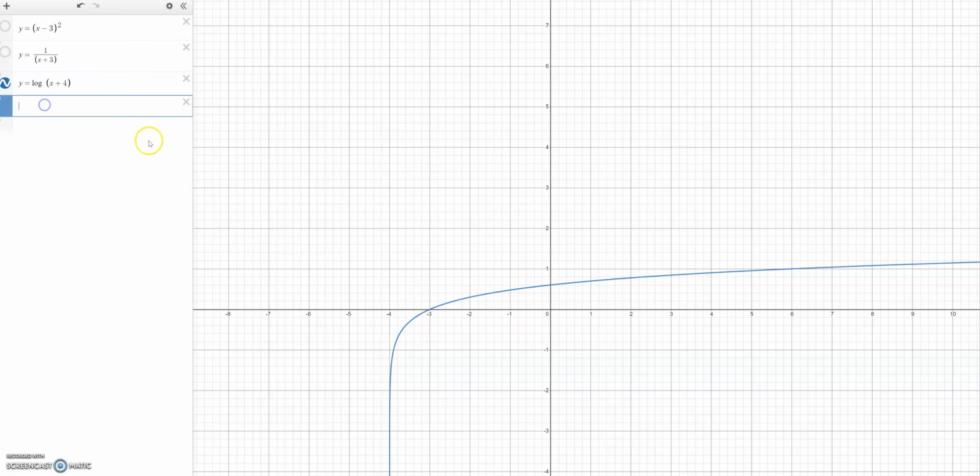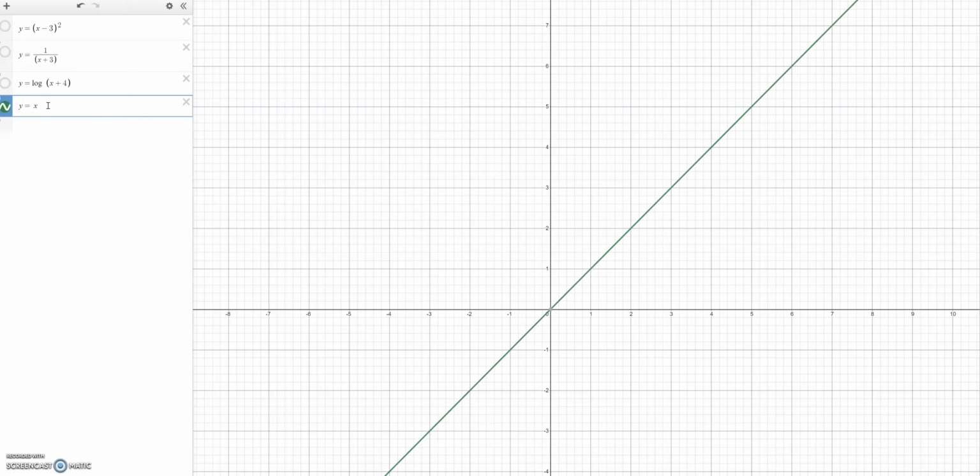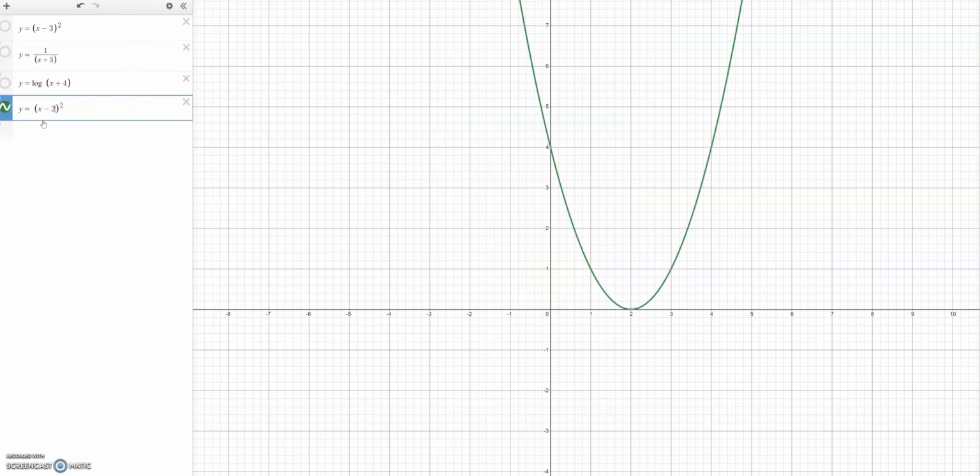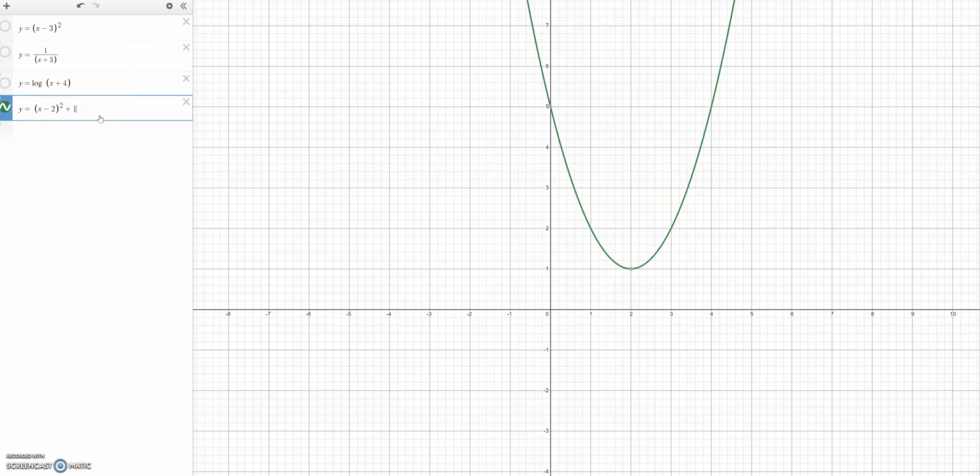So, next question. Well, can we do it all at once? Yeah, for sure, right? So here's a lovely parabola again. So x squared. Well, I'm going to go ahead and move it to the side by, let's say 2 to the right. And then I'm going to go ahead and move it up by 1. And there you have it.